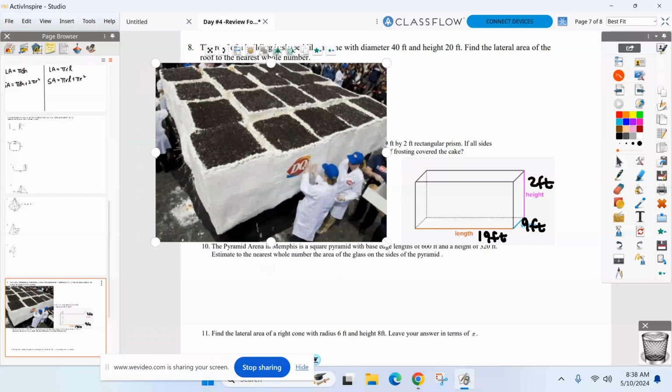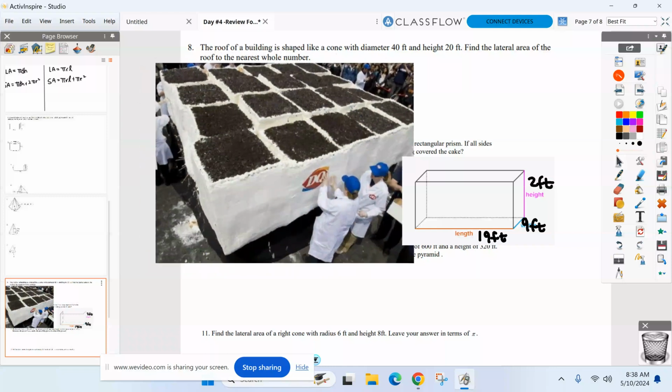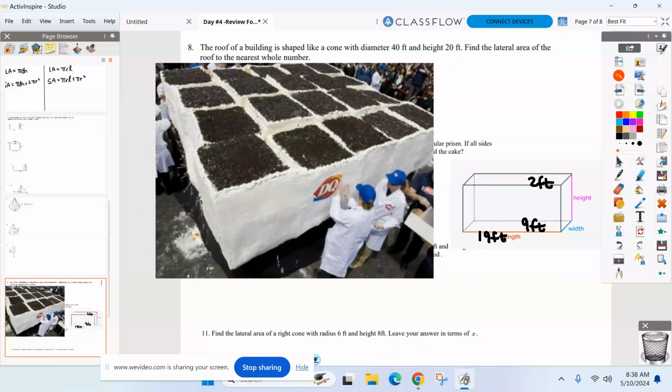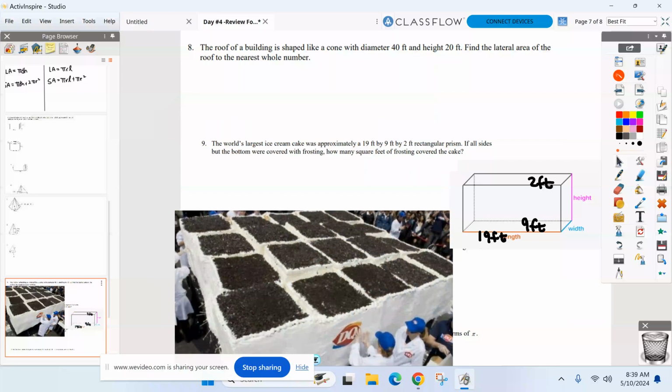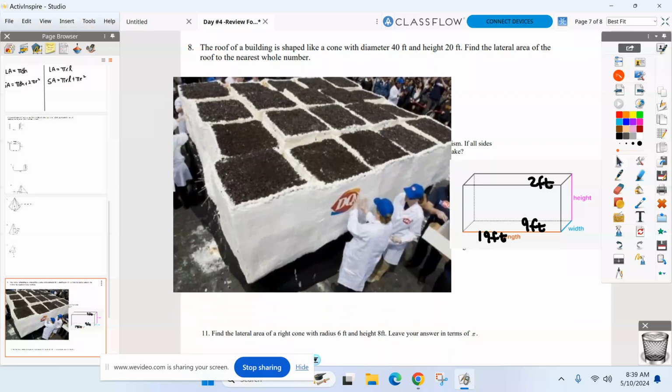All right, world's largest ice cream cake. How about that, kids, huh? Yeah, pretty big, huh? 19 feet by 9 feet, 2 feet deep. There you go. Little Oreo crumbs on there.